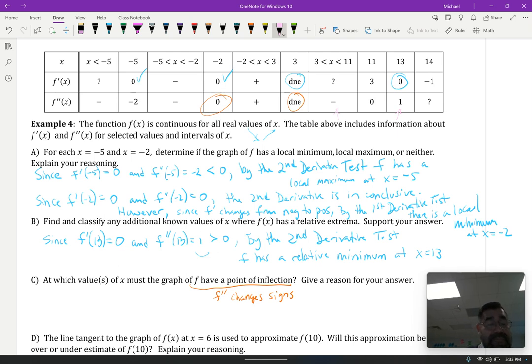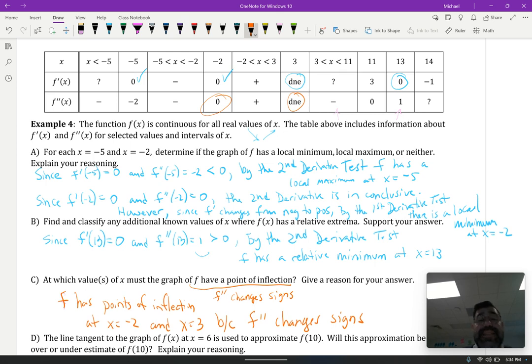So I think F, oh, let me do it in the color that I did it. F has points of inflection at x equals negative 2 and x equals 3 because f double prime changes signs. The second derivative changing signs guarantees me on either side of the point that that point is a point of inflection.